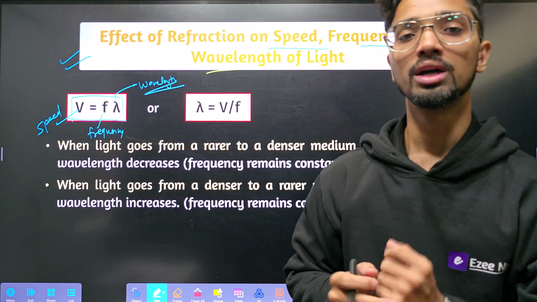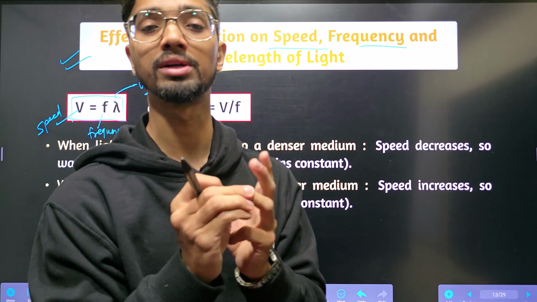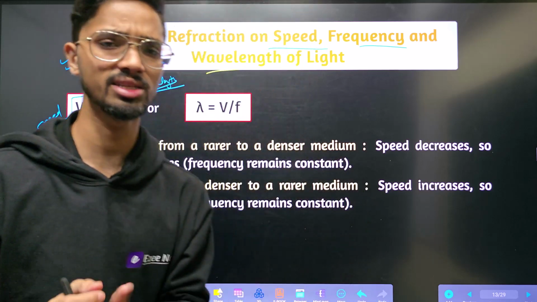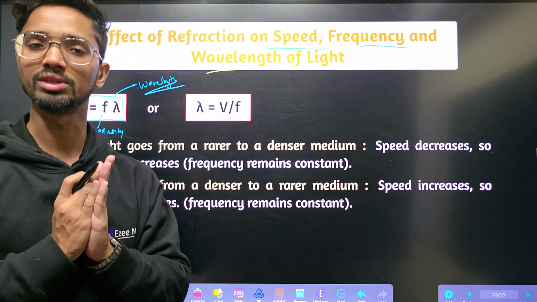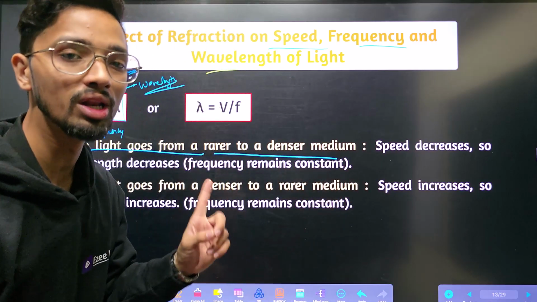Remember that speed and wavelength depend on medium, but frequency depends on source. If the source of light changes, frequency changes. If the source does not change, frequency does not change. So when the light goes from rarer medium to denser medium, only the medium is changing.